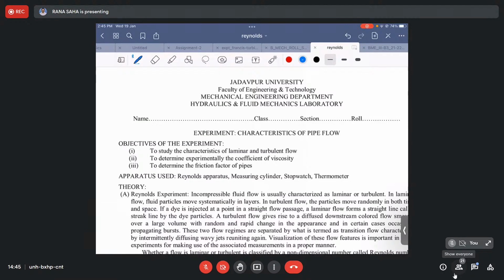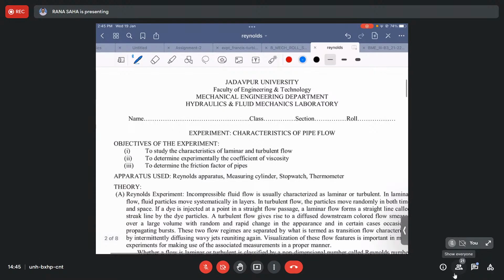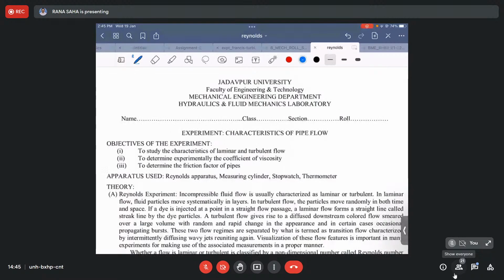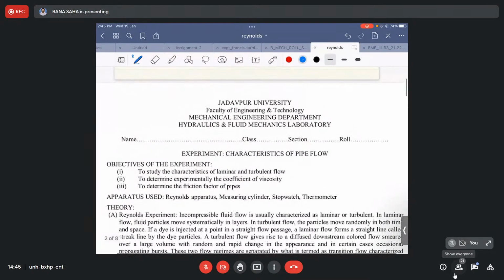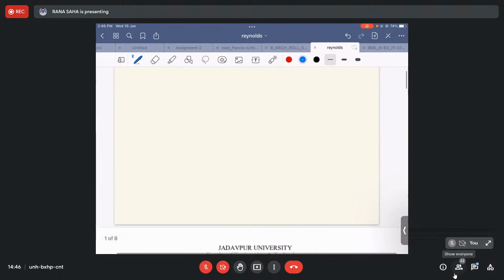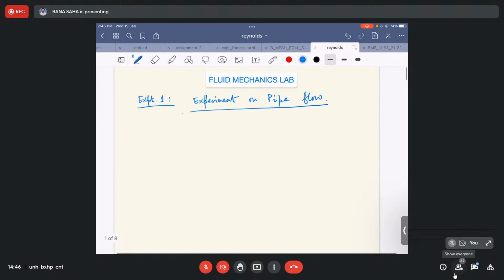As you can see on your screen, something like this is being circulated to each and every student. So this I will put in your classroom. You take your time and go through that. So we will be discussing. As you can see, the experiment is characteristics of pipe flow. Basically, there are several experimentations on this pipe flow.